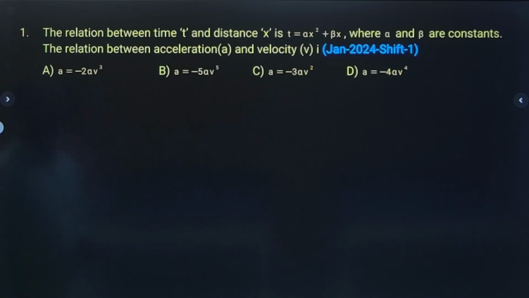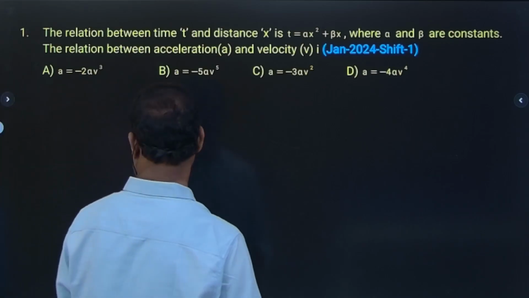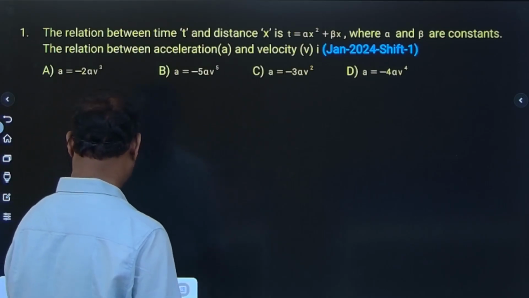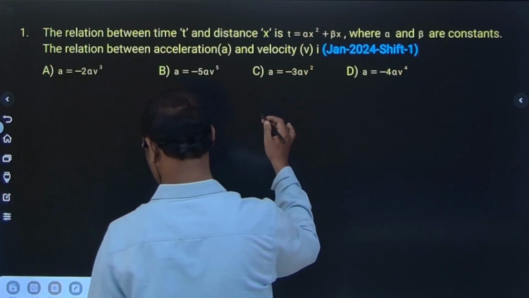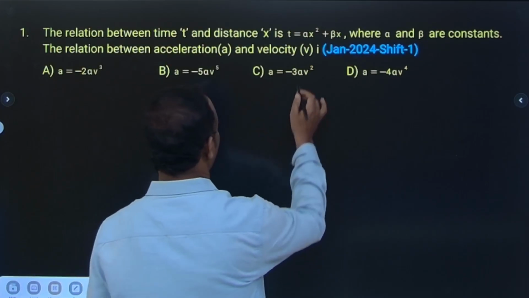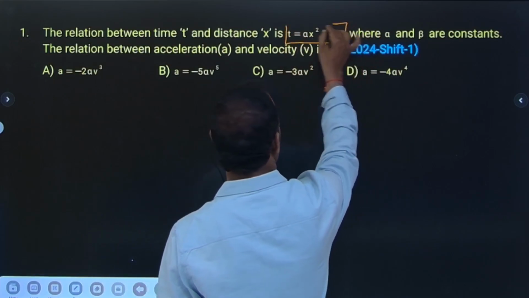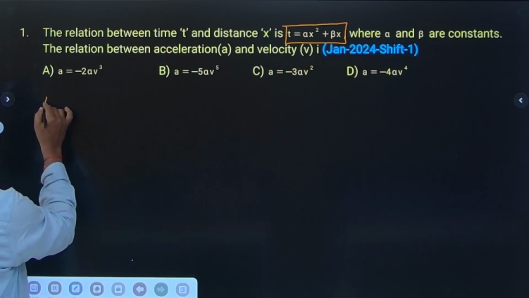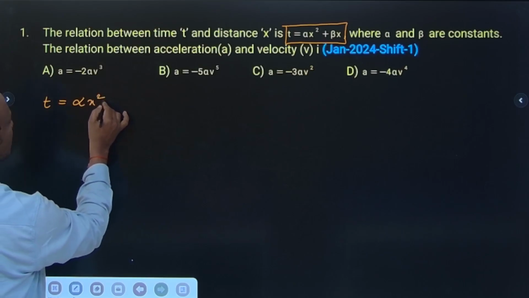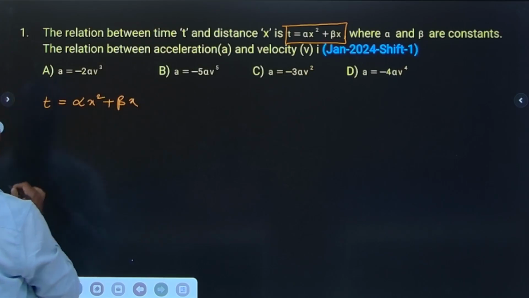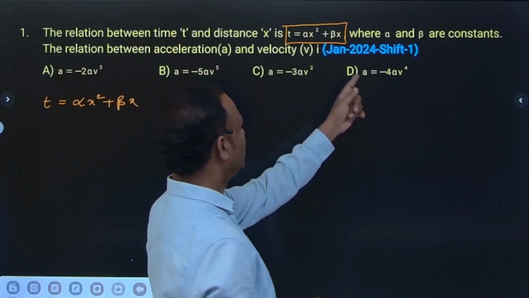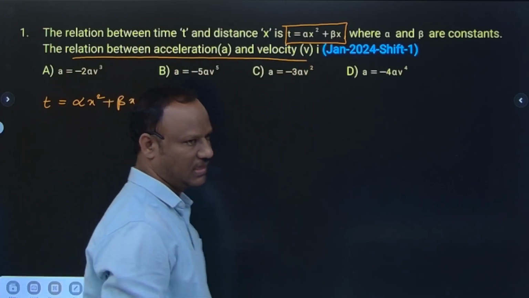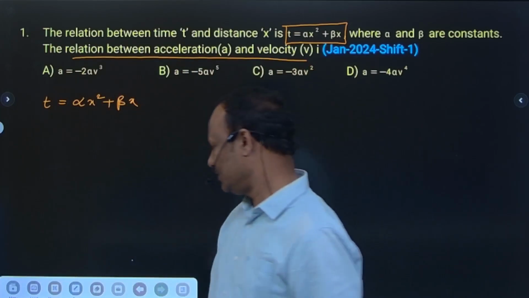So the relation between time t and distance x is given. This is the question: t is equal to alpha x square plus beta x. Alpha and beta are constants. Find the relation between acceleration and velocity.